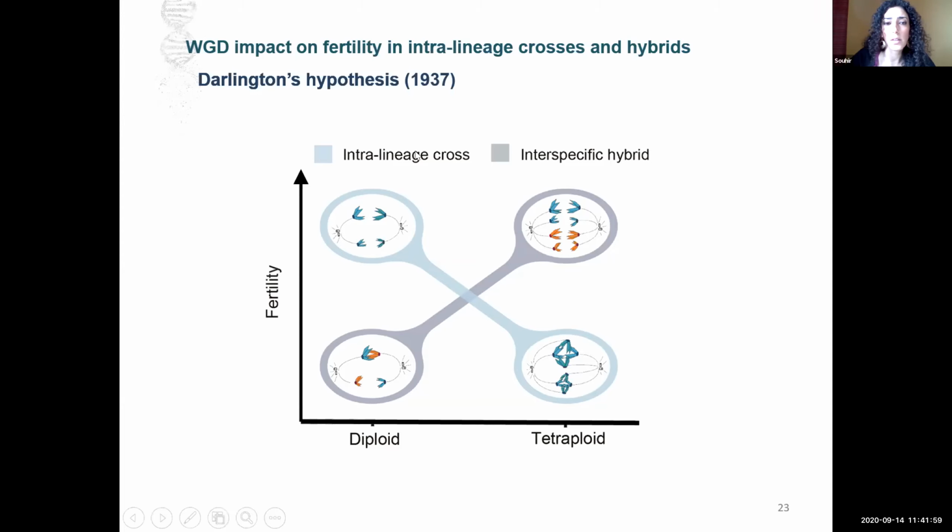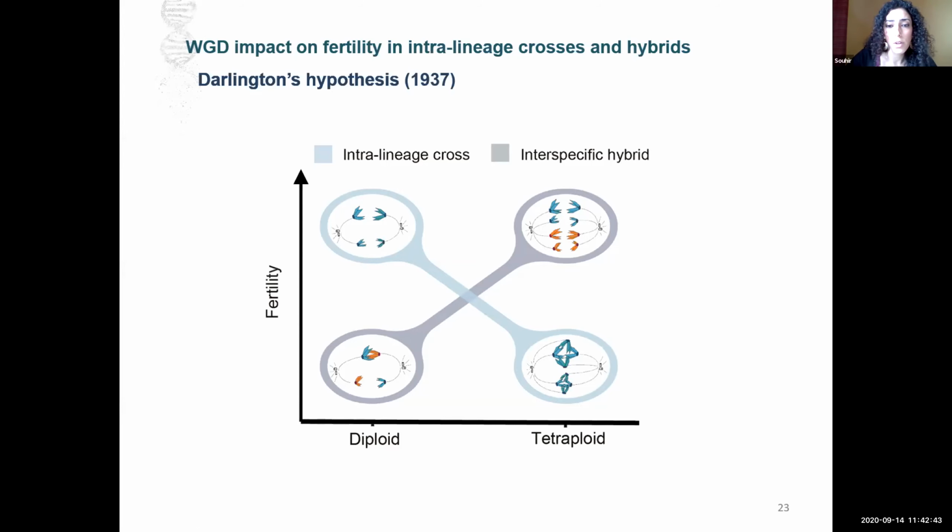He reasoned that at lower parental divergence, the intralineage diploid cross will have a high fertility because the pairing between the homologous chromosomes will occur correctly. However, the corresponding tetraploid will have reduced fertility because the pairing may occur between any pairs of homologous chromosomes, leading to multivalent pairing and uneven segregation. On the contrary, at high parental divergence, the diploid hybrid will be sterile because of the failure of homologous chromosome pairing.